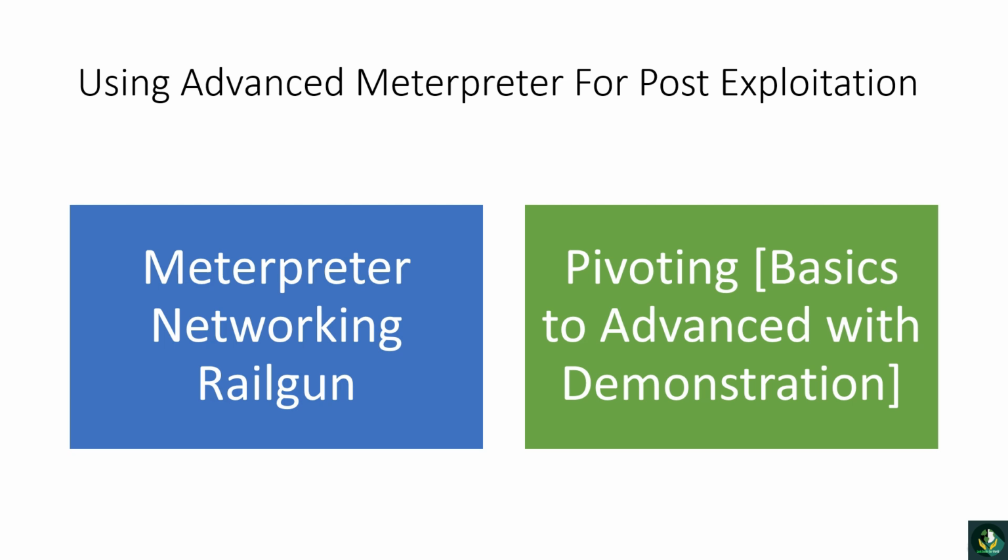In this part, we're going to first learn about Meterpreter networking. In the networking part we're going to learn about the Railgun tool, which is a popular tool. We're going to learn a use case of this Railgun, and then also we're going to learn from basic to advanced pivoting, which is an important part. So we're going to learn about this from basic to advanced, and also there will be some demonstration.